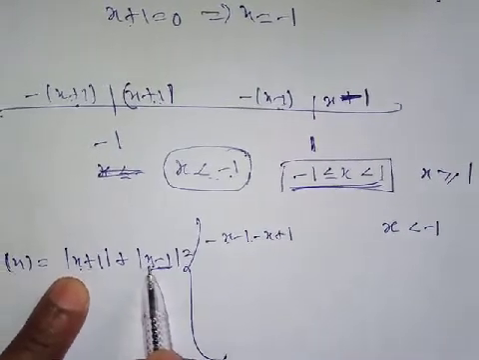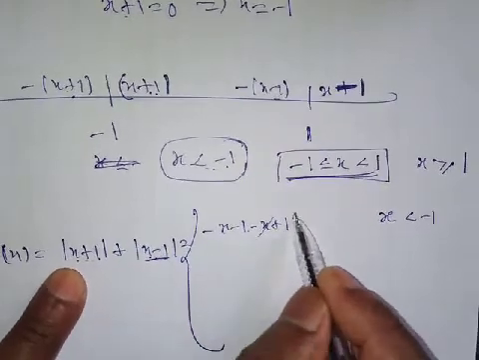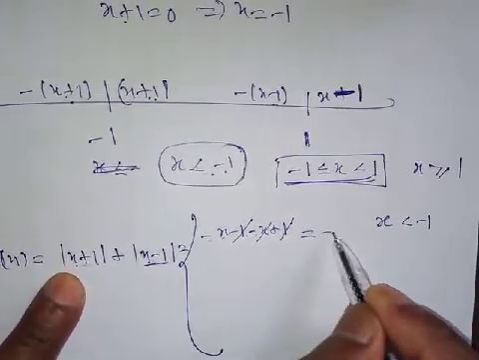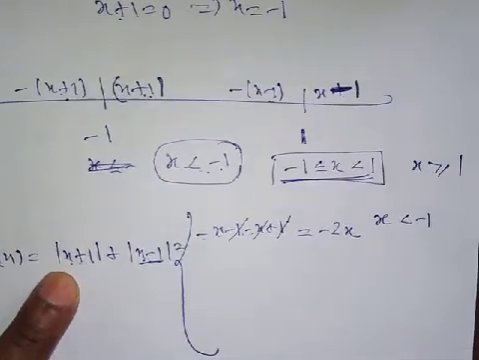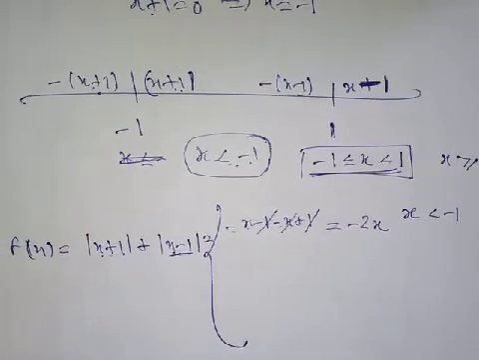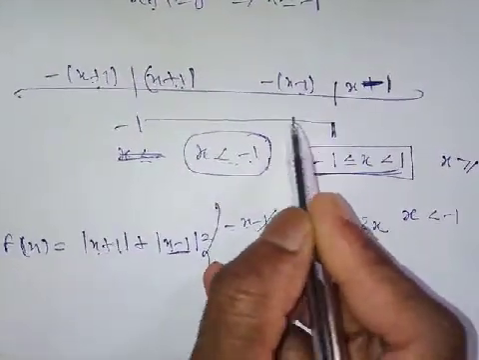Multiply with the minus sign, so minus x plus 1. Here 1 and minus 1 cancel out, so minus 2, so it will be equal to minus 2x. Okay, the second will be in between 1 and minus 1. Between minus 1 and 1, what will be the function of this?